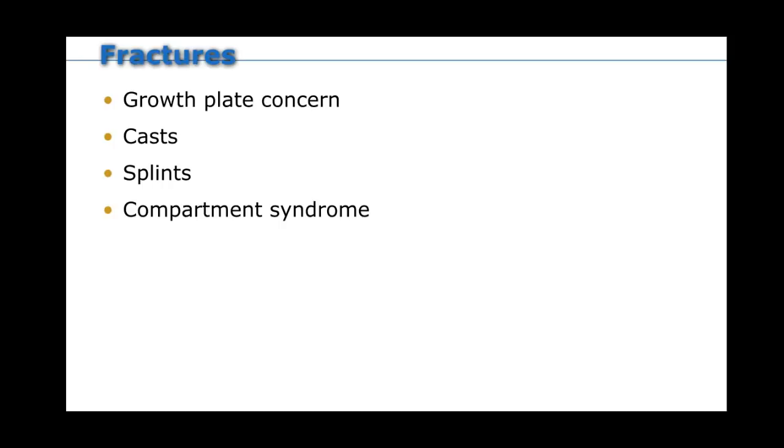We're going to talk about casts and splints. The difference: a splint is temporary. A cast is not permanent, but it's the longer of the two. A lot of times with a fracture, they'll put a splint on to let it swell as much as it's going to. Then they'll cast it if it's a fracture.